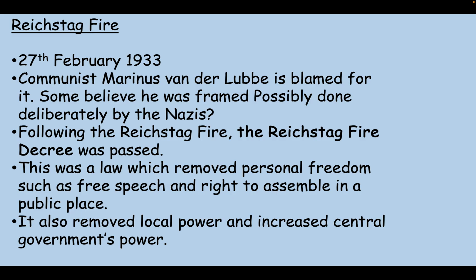Now, the first big event in Hitler's chancellorship is just less than a month after he has become chancellor. He becomes chancellor on the 30th of January 1933. On the 27th of February 1933, there is a fire at the Reichstag. Now remember, the Reichstag is the German Parliament building. There's a fire at the German Parliament building, and a communist called Marinus van der Lubbe is blamed for doing the fire. Some people believe he was framed, some people believe it was done by the Nazis.